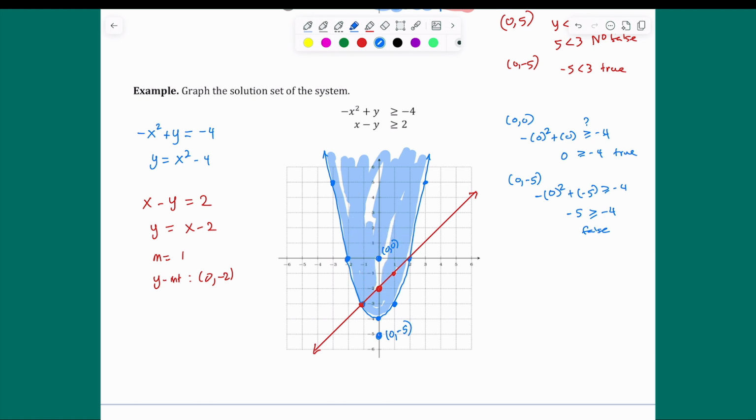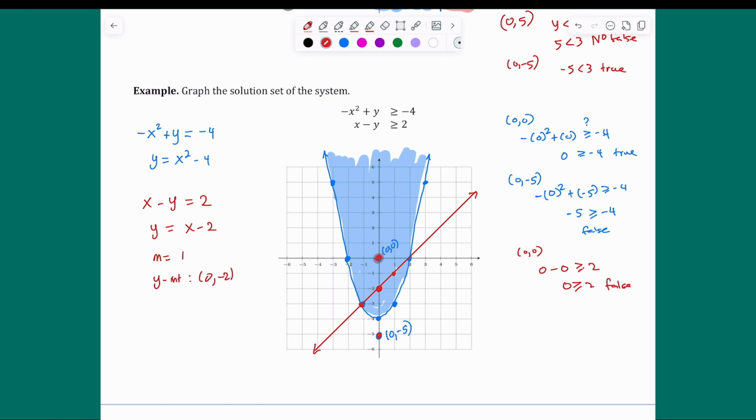Okay, so that's the shaded region there. All right, so now let's do the same thing for the line. In fact, we're going to use the same test points because they happen to fall on both sides of the line. Okay, so let's test the test point 0, 0. So 0 minus 0, is that greater than or equal to 2? 0 greater than or equal to 2, that is false.